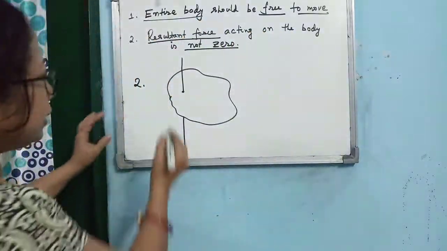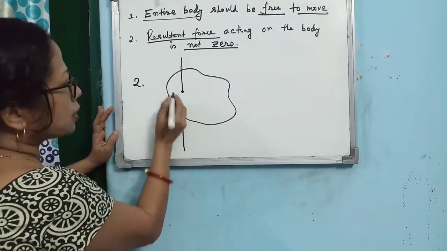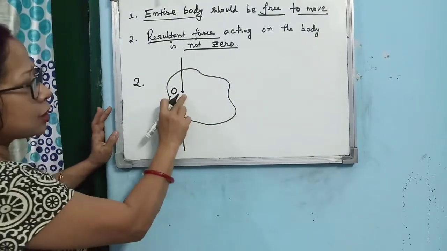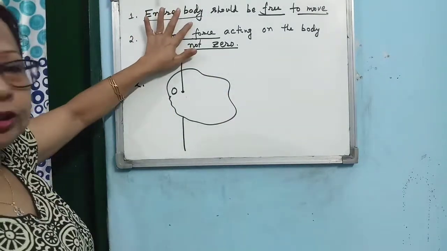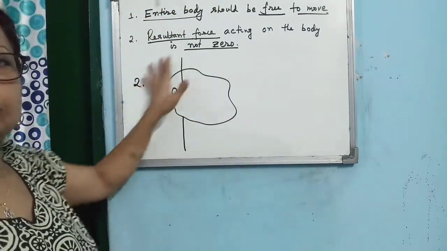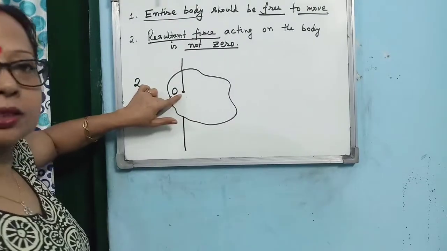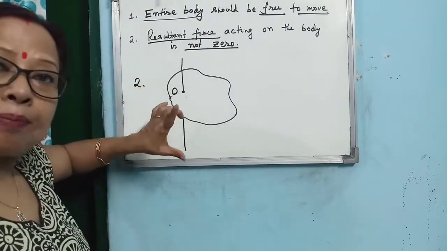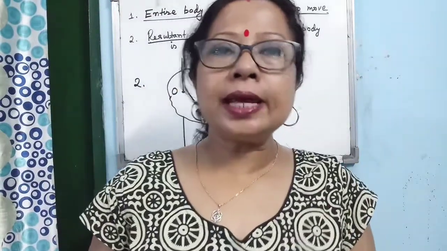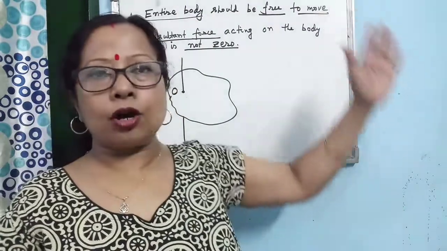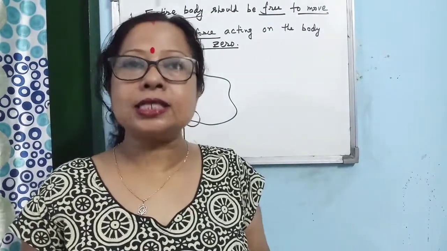So you see this point, suppose I am naming it as O. This point of the body is fixed. Unlike translational motion, the entire body is not free to move. One point is fixed. Alright, it may happen that one line of the body is fixed. The most common example is the door. You have seen that the end corner of the door is always fixed.